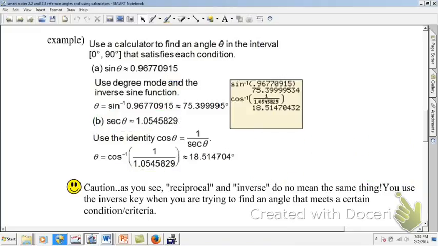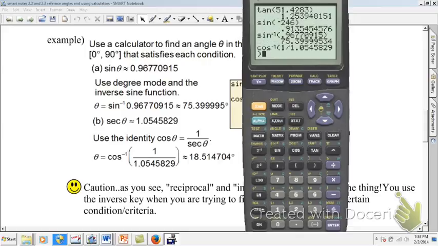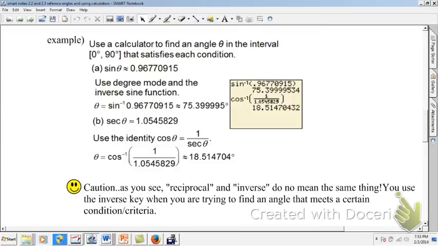I like to think of it as, look, you wish there was an inverse secant button, and there isn't. So use cosine, but you'll have to use the reciprocal of the argument. Okay, so we'll hit inverse cosine of the reciprocal of that which was given. So 1.0545829. And we get about 18.5. Yeah, so that's a little tricky. You definitely want to practice that, using those reciprocal identities.